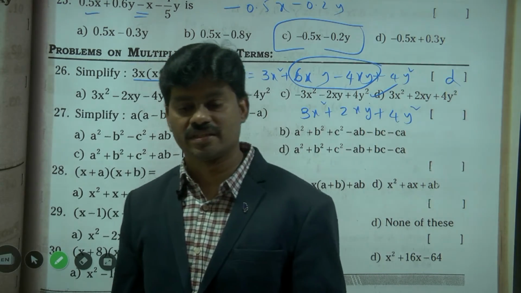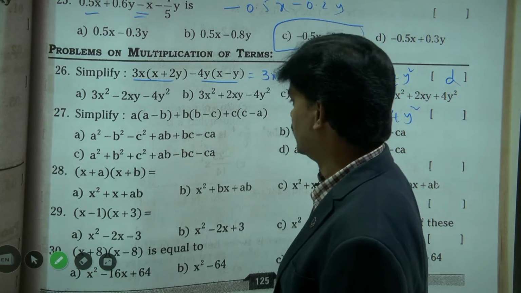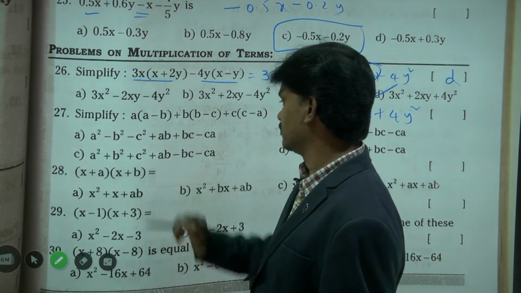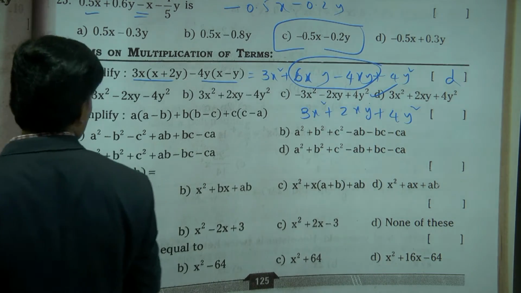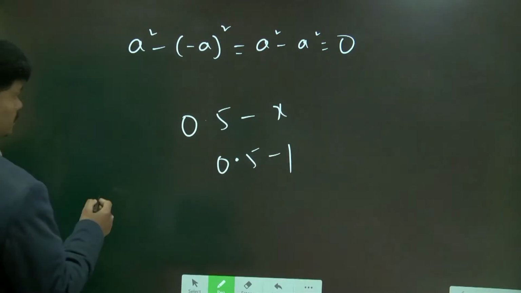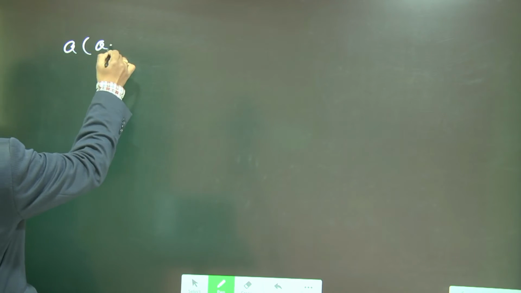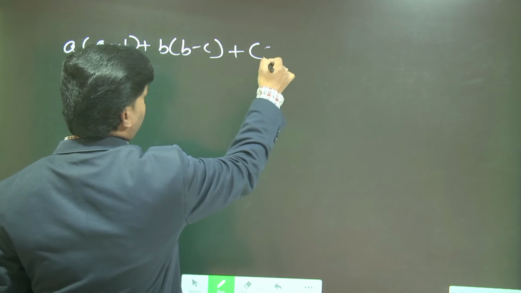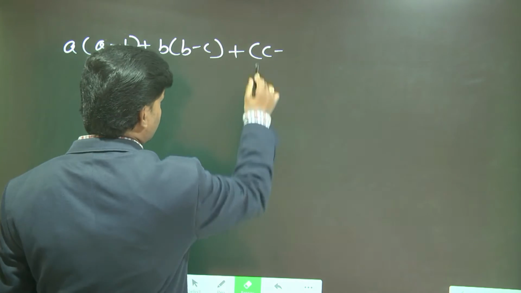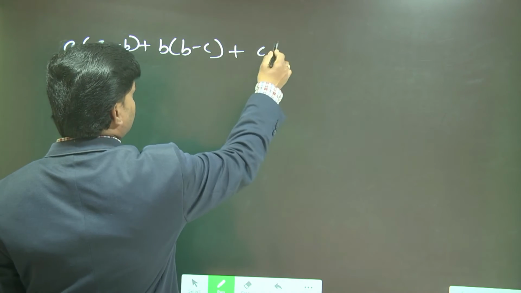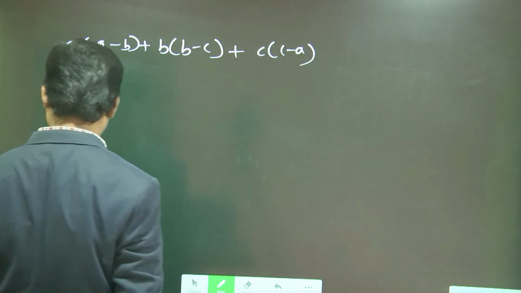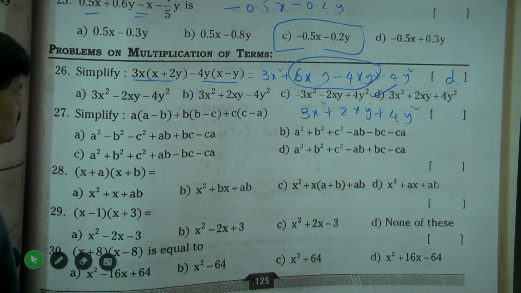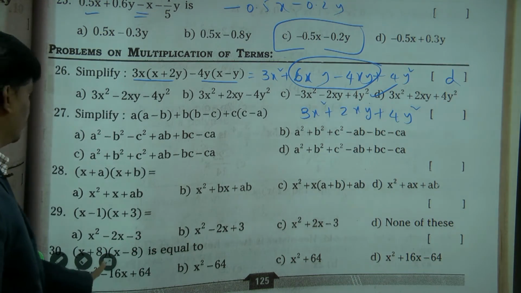So let's go for the next sum. Simplification. A of a minus b, b of b minus c, c of c minus a. A of a minus b plus b of b minus c plus c of c minus a, right.